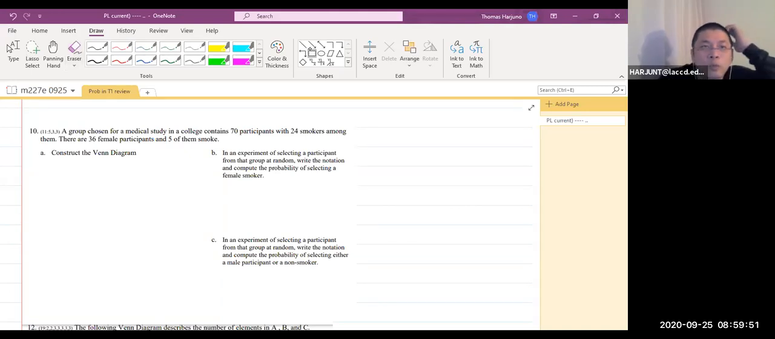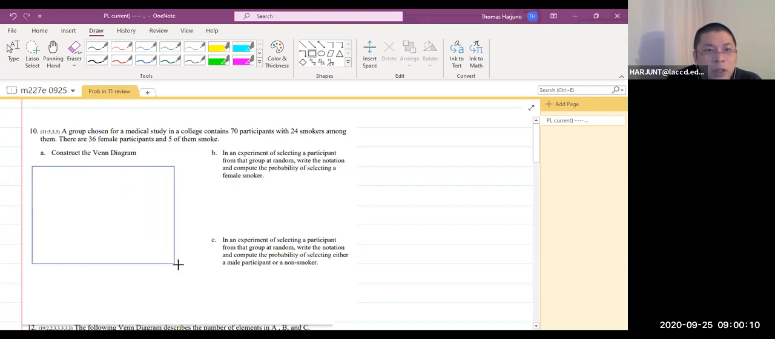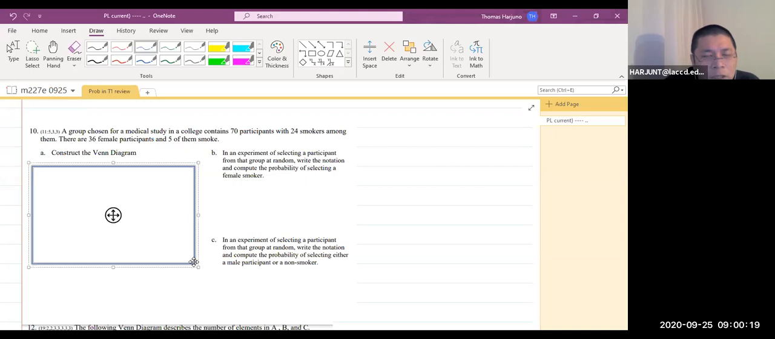Number 10, a group chosen for a medical study in the college contains 70 participants with 24 smokers among them. There are 36 female participants and 5 of them smoke. Part A, construct a Venn diagram, which you always start with a rectangle. Okay, you start with a rectangle. So prepare at least a straight edge. It doesn't have to be a ruler.